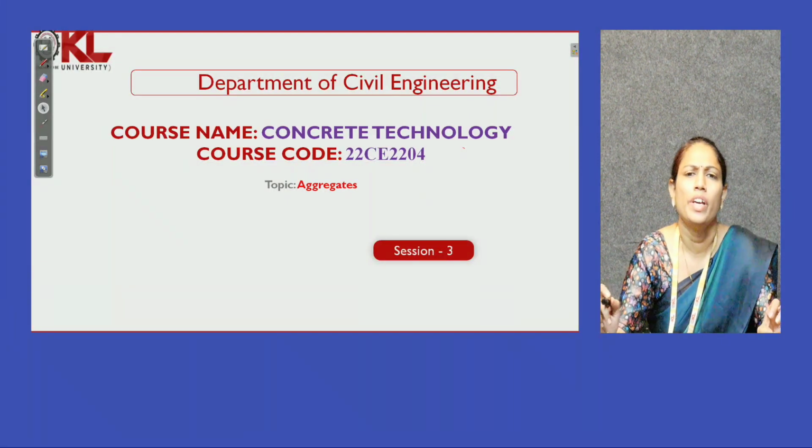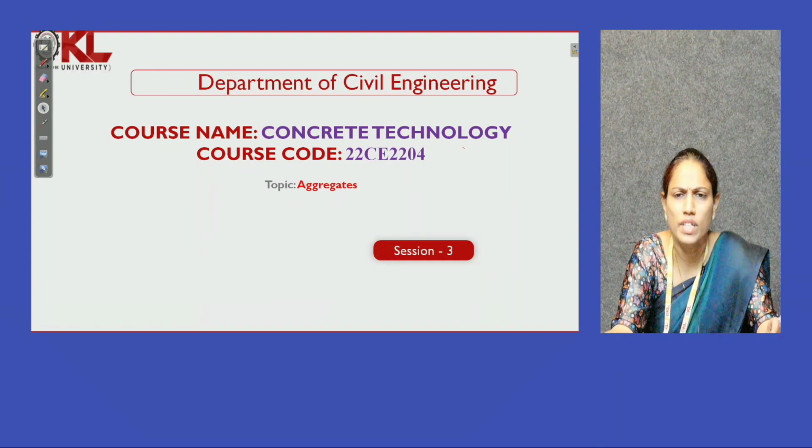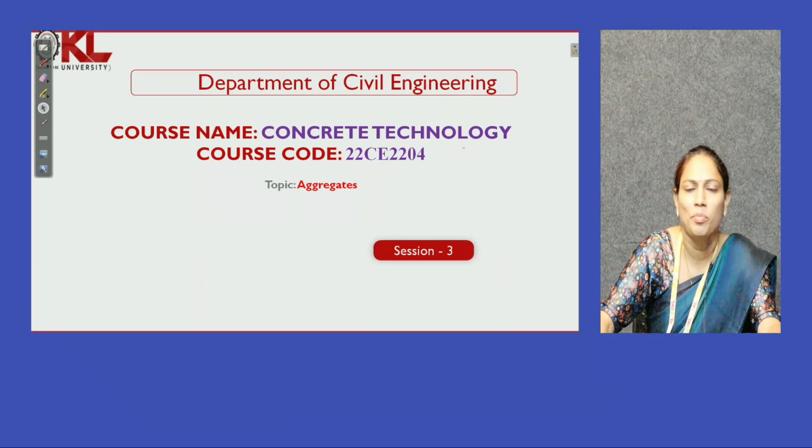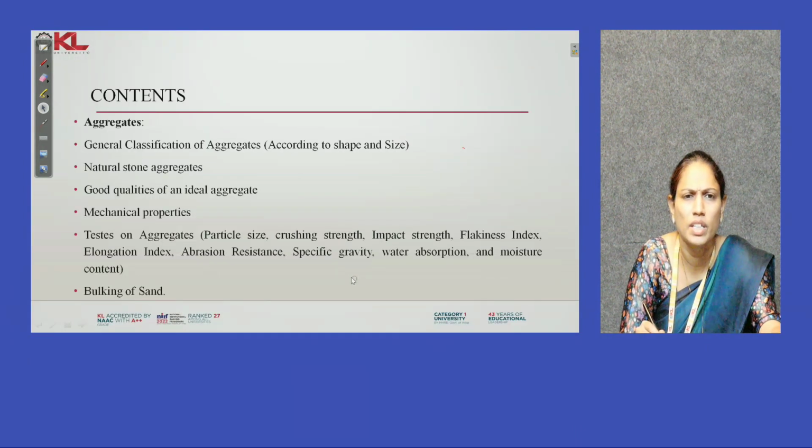Good morning students. Today in this session 3 we are going to learn in depth about aggregates, which is the second main component in concrete, where cement has been given the first priority. We have given the second priority to the aggregate. So in session 3 we are going to learn what the contents of the aggregates are: classification of aggregates based on shape and size, natural stone aggregate, good qualities of an ideal aggregate, mechanical properties, tests on aggregate, and bulking of sand.